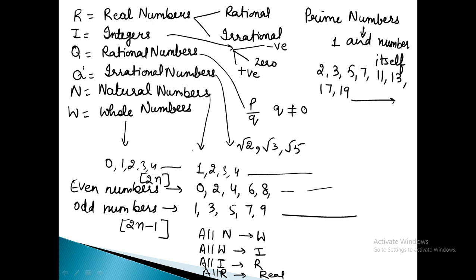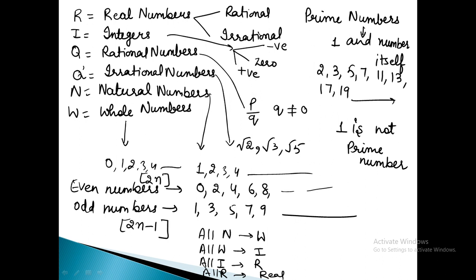And you should keep in mind that 1 is not a prime number, as it has only one factor, that is 1. And a prime number should have two factors, 1 and the number itself.